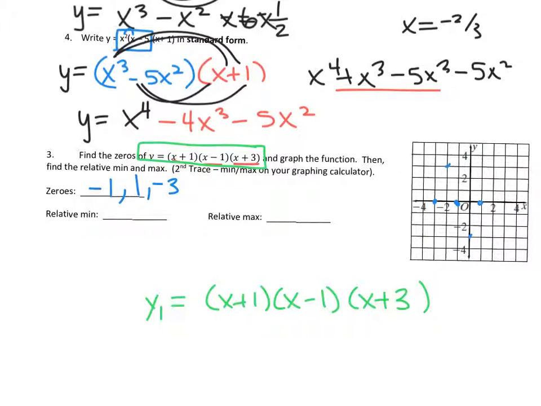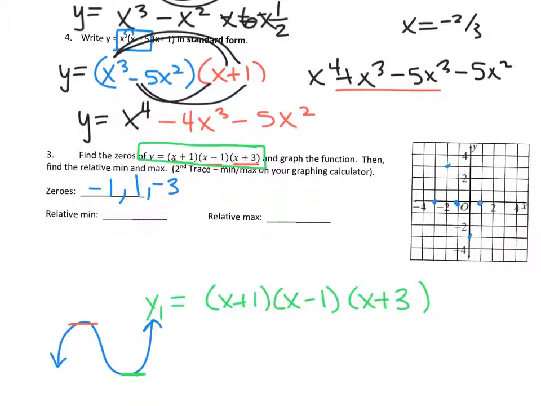A relative min, on a graph, would be the lowest y value. This function is going infinitely to the left and right, so it doesn't have a max or a min per se. That's why we call it a relative min or relative max. Within this boundary, this is the lowest part. So this would be your relative min, and this would be your relative max. And we're talking about y values.